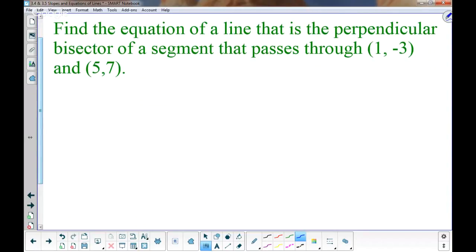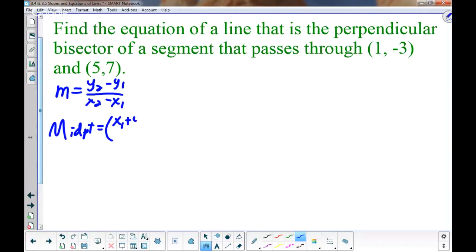So if we remind ourselves, let's write this out real quick. Slope is y2 minus y1 over x2 minus x1. And midpoint is the average of my x's, comma, average of my y's. Okay, it's a coordinate.